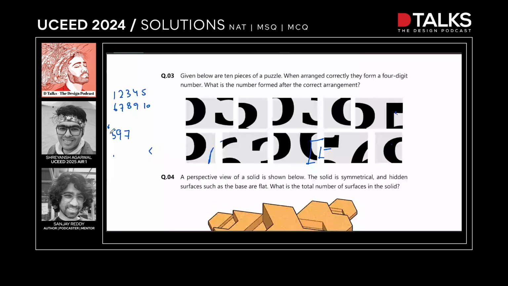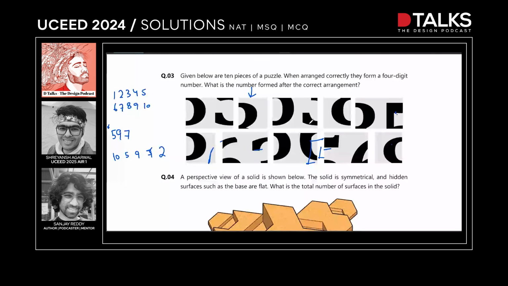10 would be on the left side of 5. So it would be 10, 5, 9, and 7. That is our top row. And oh, right, there's one more piece in the top row. So this is definitely 3, right? This piece.